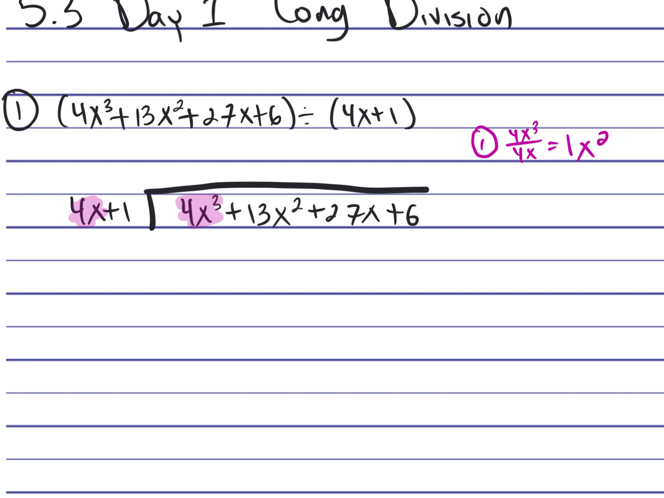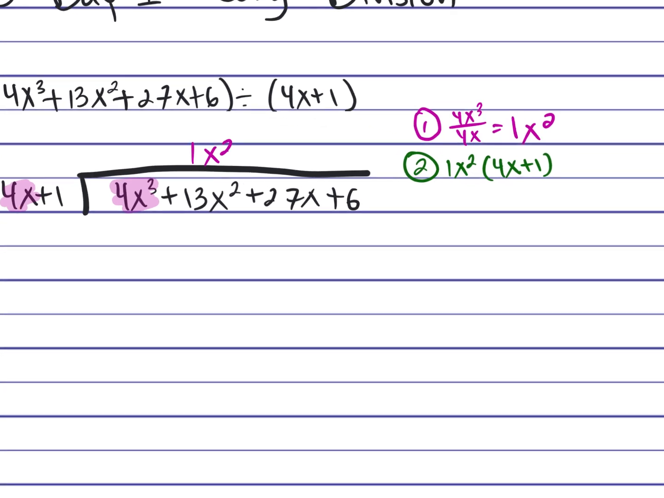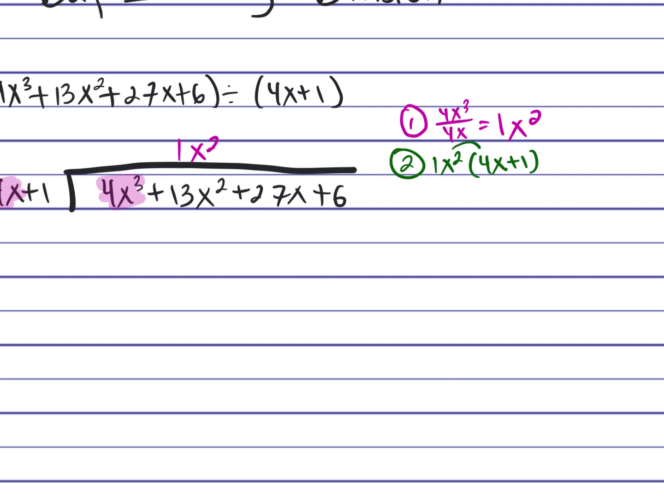So that answer, I'm going to use it twice. First, I'm going to write it up here because it's part of my answer. And I'm going to use it to multiply on step 2. The answer from step 1, we multiply with whatever I'm dividing by, my divisor. And here you have parentheses, so we have to distribute. When I distribute, I multiply the numbers, I get 4. For the x's, I add the exponents, so we get x cubed.